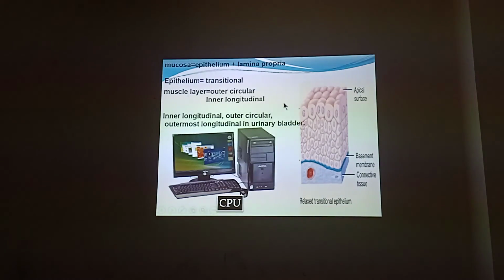In the ureter, the upper 2/3 is like this, and in the lower 1/3 there is also an outermost longitudinal layer. Longitudinal, circular, longitudinal, in the lower 1/3 of the ureter as well as in the urinary bladder. In the urinary bladder, the smooth muscle arrangement is haphazard. They intermingle with each other and are known as detrusor muscle. Inner longitudinal, outer circular and outermost longitudinal in the urinary bladder.